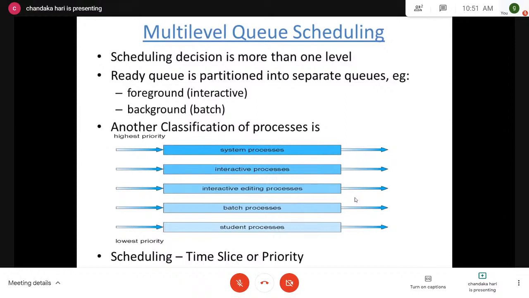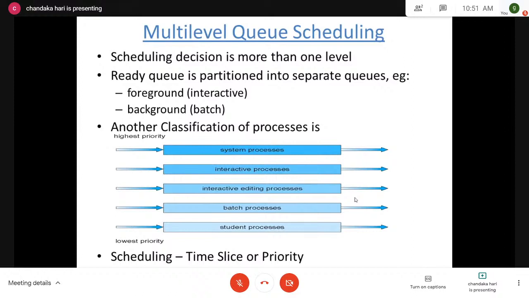What is foreground? This is also called interactive jobs. Number two, background, in the sense of batch jobs. A process is said to be in the foreground when, while executing it, it needs an interaction with the user. Such kinds of jobs are called foreground jobs.